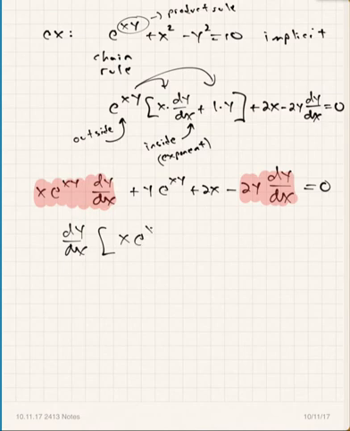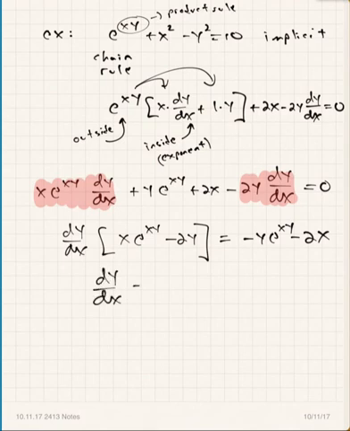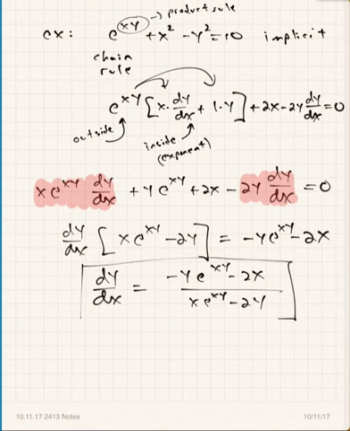We have x e to the xy right here minus 2y. Close off the brackets. Move the other two terms to the other side of the equation. So you have minus y e to the xy minus 2x. And then finally divide both sides by what's in the brackets. So you have negative y e to the xy minus 2x over x e to the xy minus 2y, like that. And that would be our derivative. Couldn't really put it in terms of just x easily, and so that's how we'd leave it.